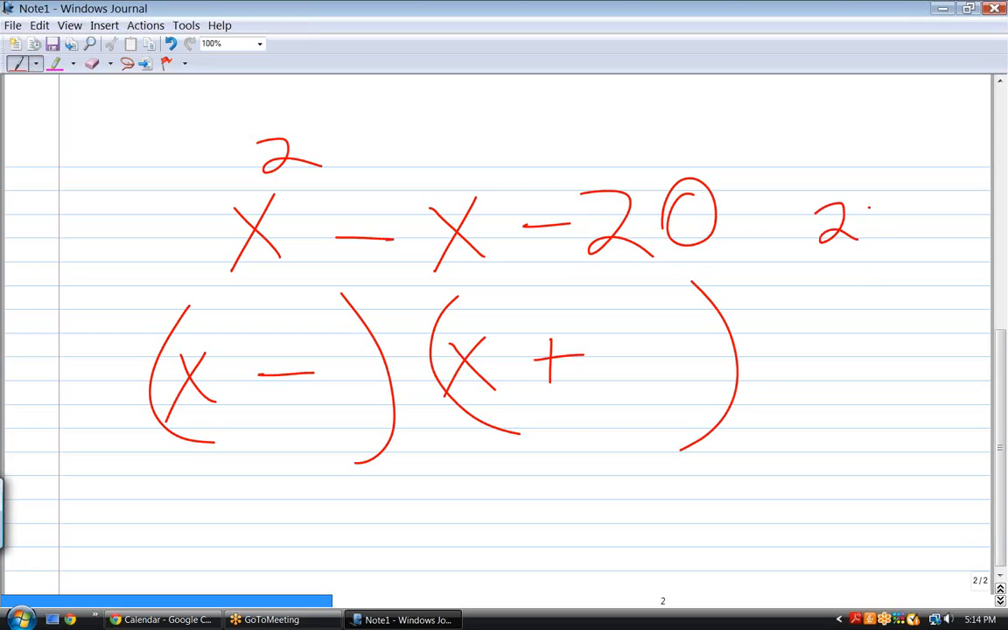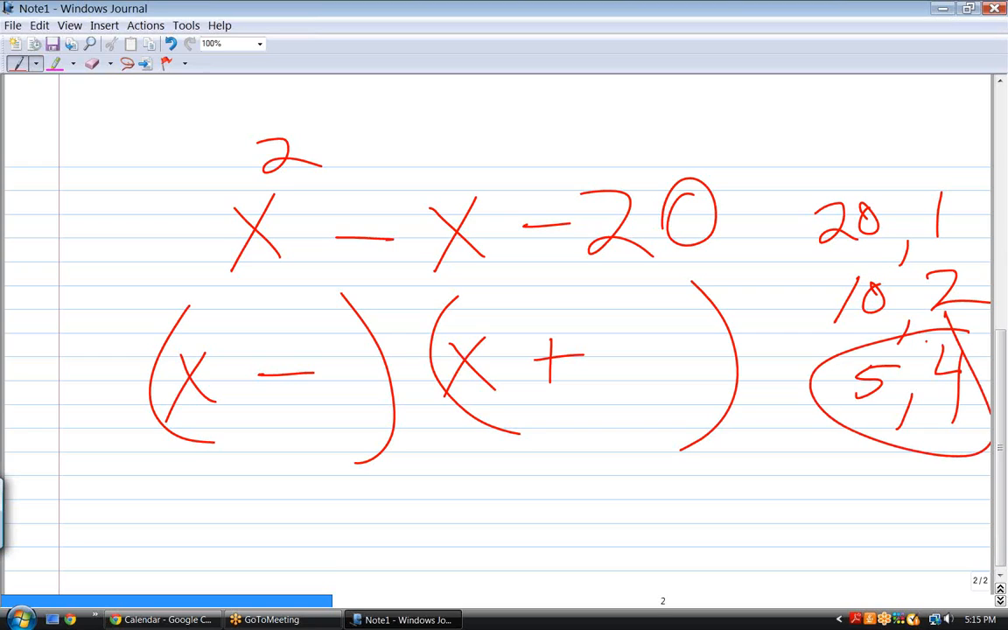So let's list our factors of 20. And then 2 and 10. But that can't be right. Then comes 5 and 4. And that would subtract to 1. So that's our answer. Where does the 5 go? The 5 goes on the first one, and 4 goes on the plus.